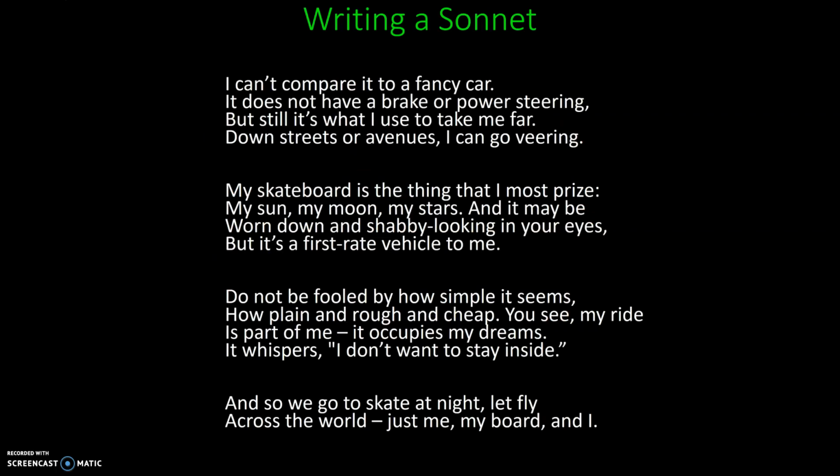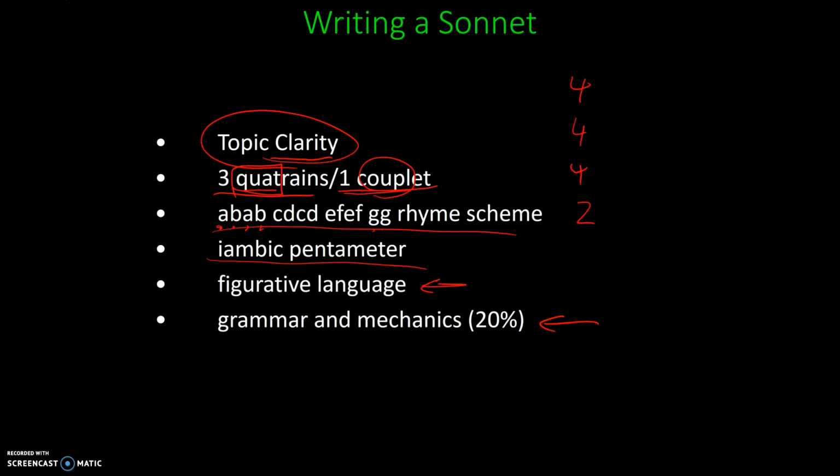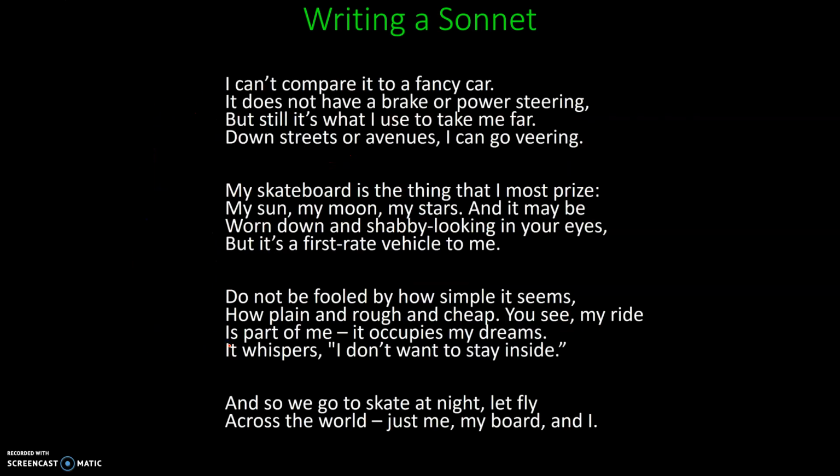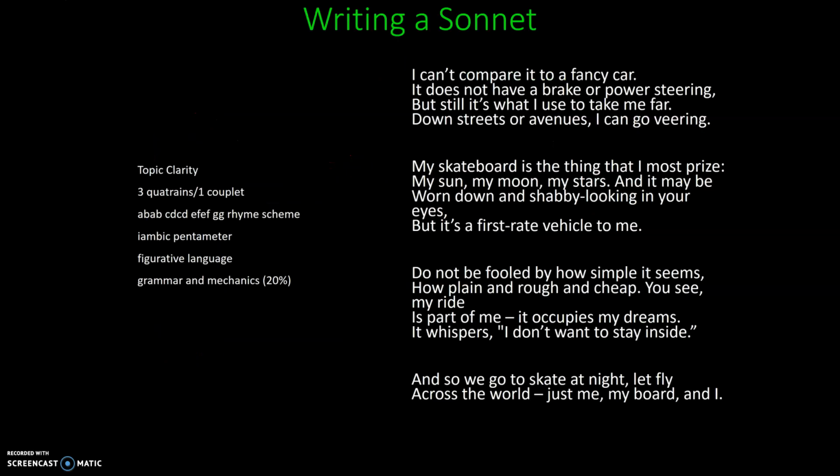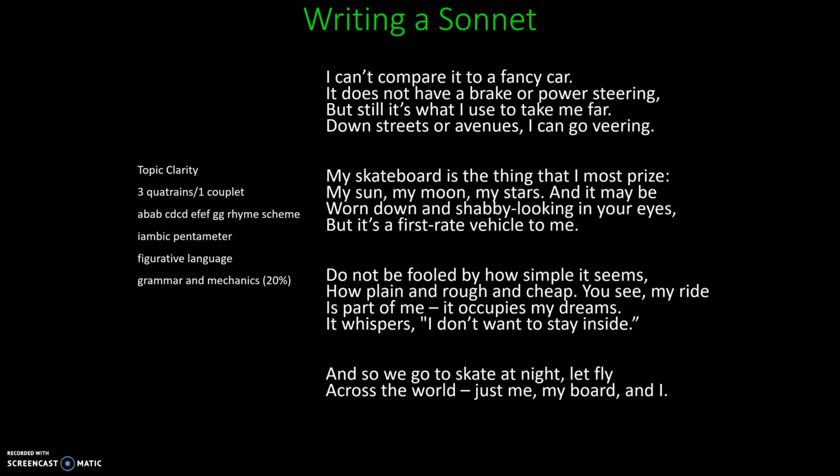This is an example of a sonnet that they give you as an example. And so I'm going to use it as an example just to kind of go through each of these components that we just talked about. So again, these are the things you're going to be graded on when you write your sonnet. This is the example, and we're just going to go through the example here really quickly to see how the example matches. Okay, so number 1, topic clarity.